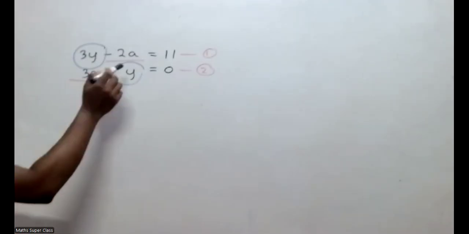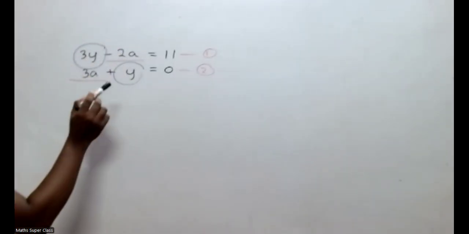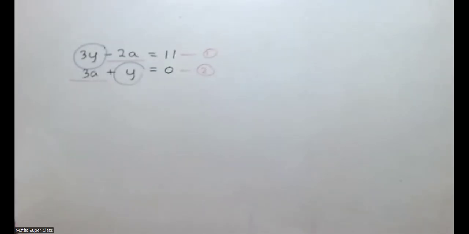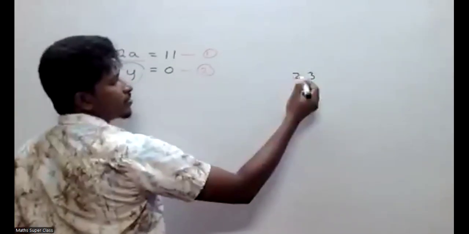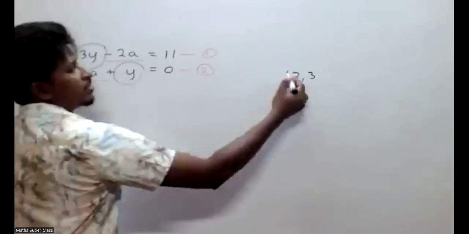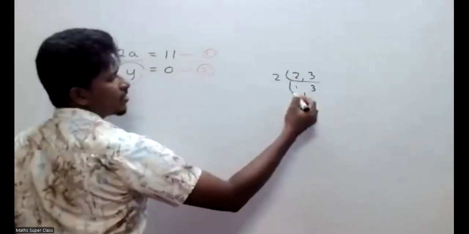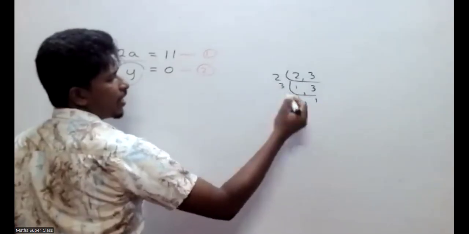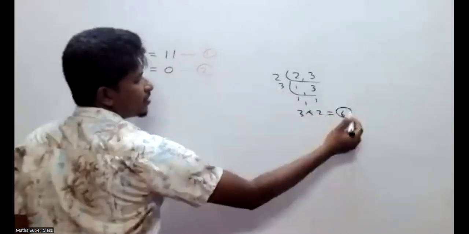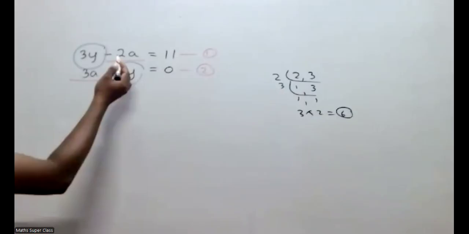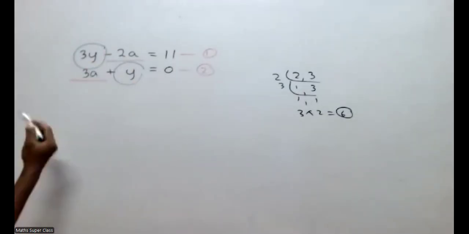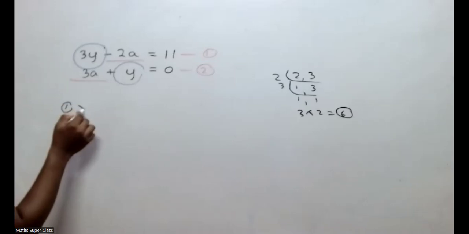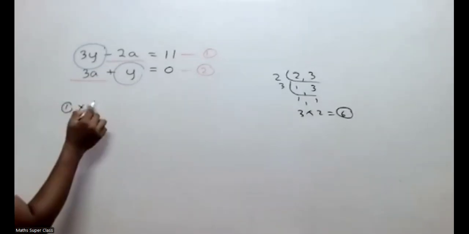So what we have to do is find the least common multiple of this 2a and 3a. Least common multiple of 2 and 3. Just divide by 2, 1, 3. Divide by 3, 1, 1. 3 into 2, 6. Now you can say, so easily you can multiply these 2 and 3 and get 6. Yeah, sure you can do that. 2 into 3, 6. So what to do? First equation multiplied by 3.